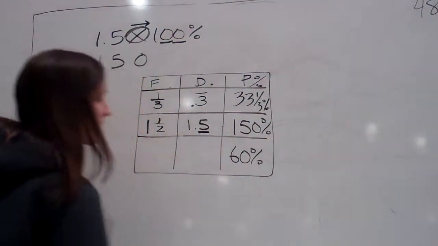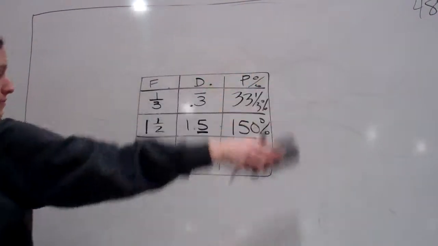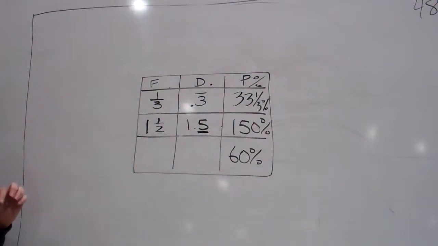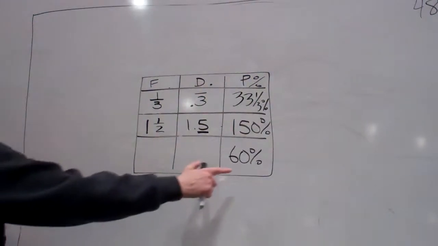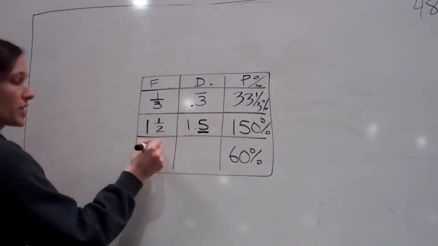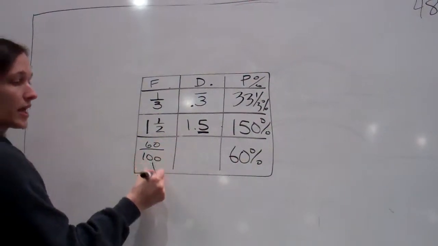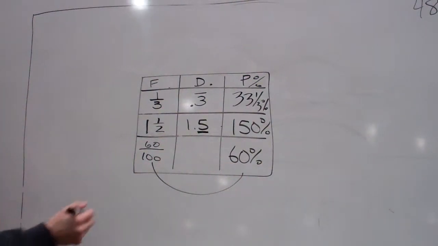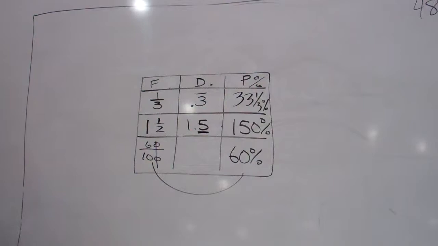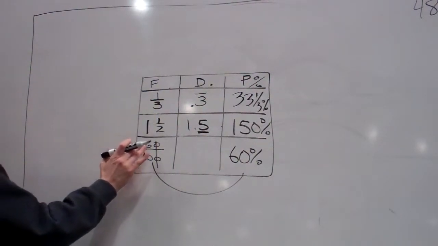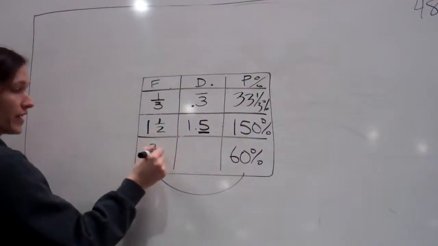60%. What's the easiest way to do this one? The decimal first. Okay. To me, I think the fraction's easier because I know this percent means per 100. So 60 over 100 is what that is. But then I reduce. 6/10. 6/10 reduces to 3/5.